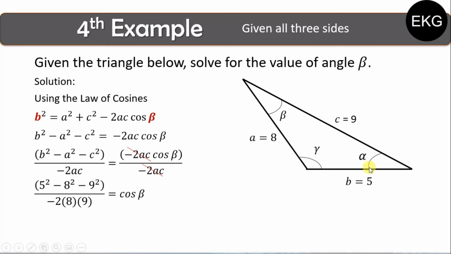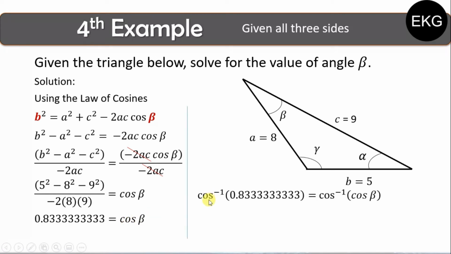Yung B is 5. Yung A is 8. Yung C is 9. Then, negative 2 times A, which is 8, and C, which is 9. So, pag kinalculate nyo to, the answer will be 0.8333, okay, is equal to cosine beta. Since pinapasolve sa atin yung beta, we take the inverse trigonometric function of this cosine, okay?